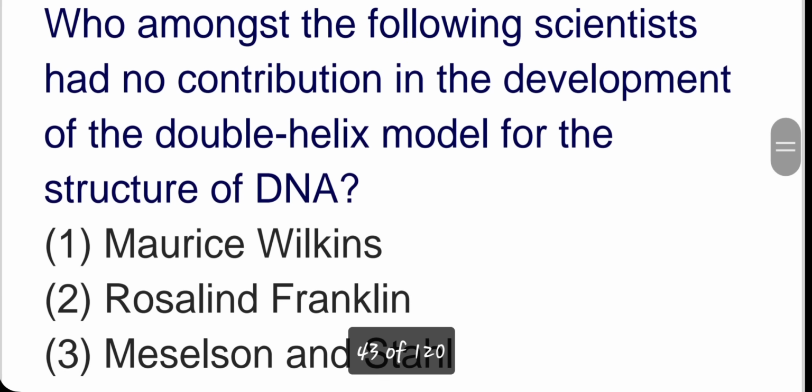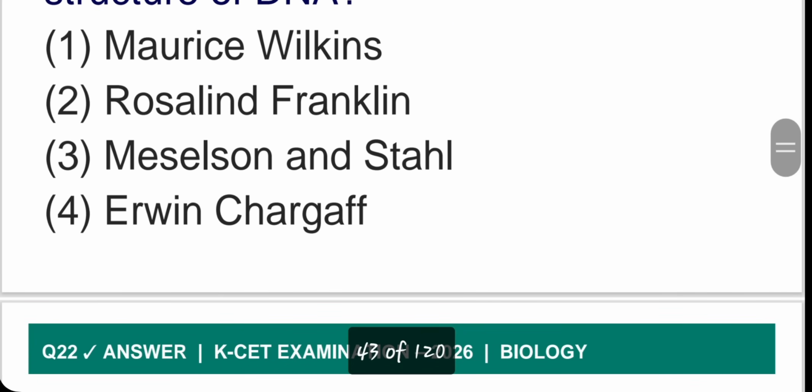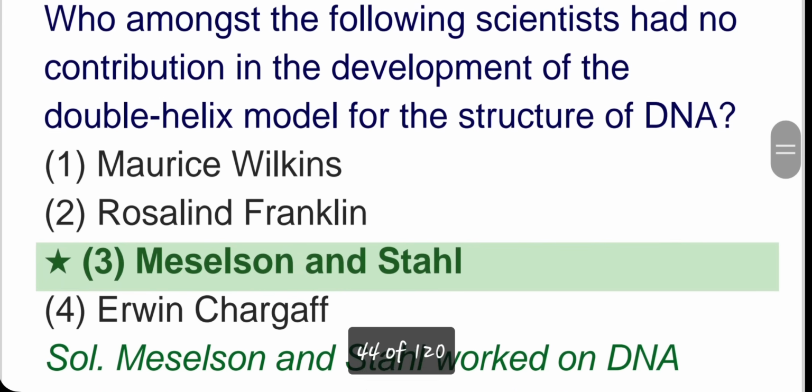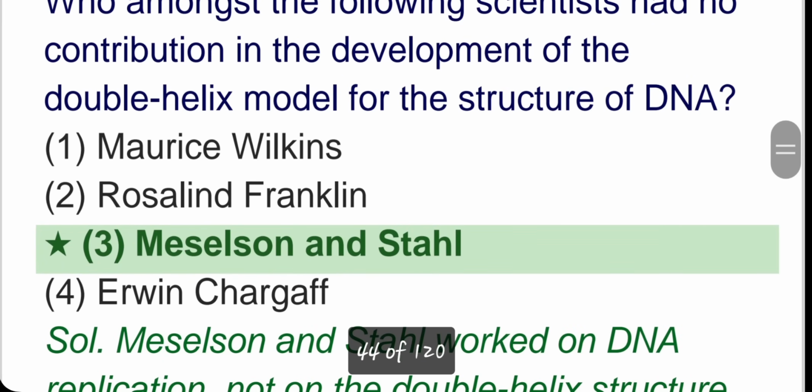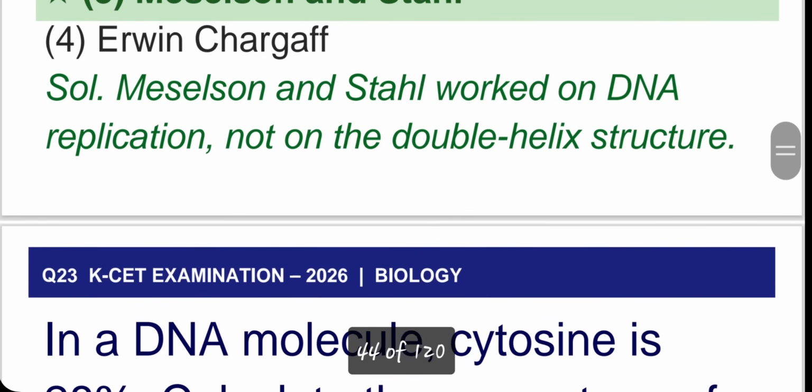Which amongst the following scientists had no contribution in the development of double helix model for the structure of DNA? Maurice Wilkins, Rosalind Franklin, Meselson and Stahl, Erwin Chargaff. So the answer is Meselson and Stahl. They put forth the semi-conservative mode of DNA replication, and they had no contribution towards the double helical structure of DNA.